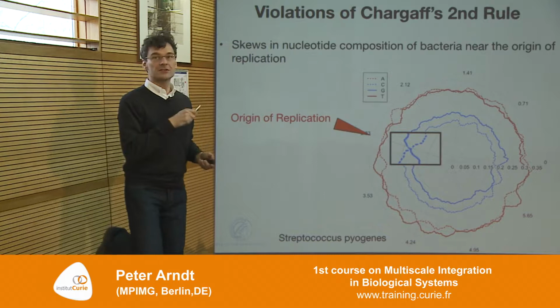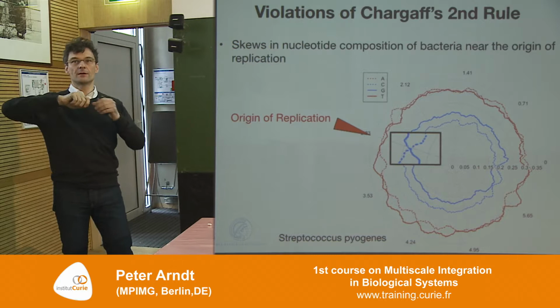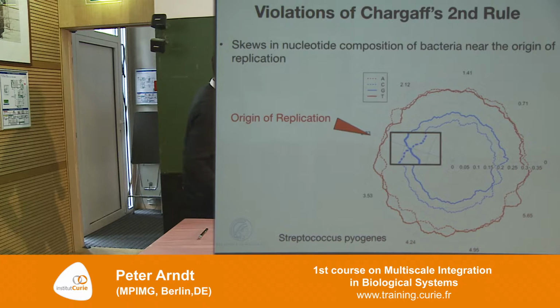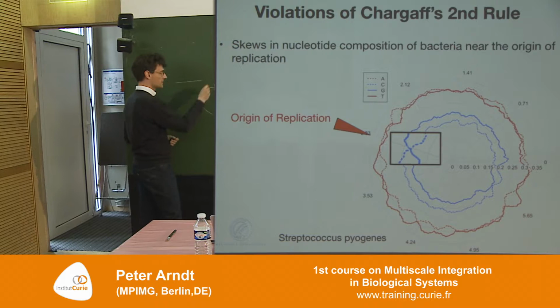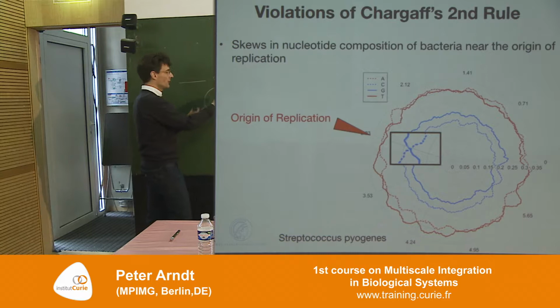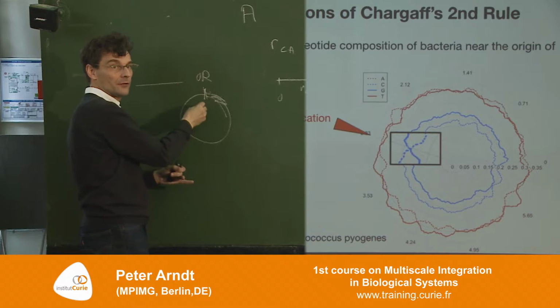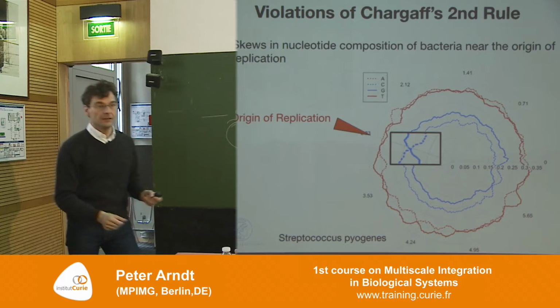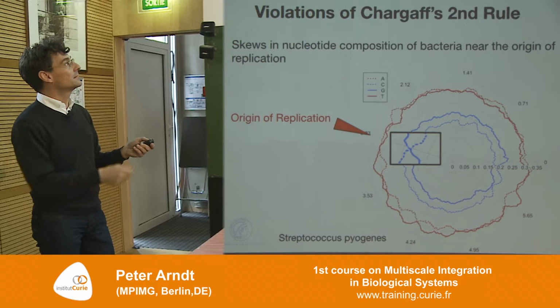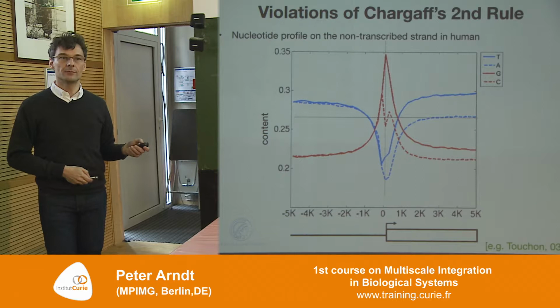The origin of this violation is actually known, and that's because bacterial genomes are replicated from just one origin of replication, and then the two halves, this half and the other one, are actually processed differently. Here you have Okazaki fragments on one strand, and the other is replicated continuously, while it's the other way around if you go in this direction. That introduces a direction into the two strands, and that's why you get violations of Chargaff's second parity rule in bacterial genomes. So there's more mutation in the lagging strand? Yes, exactly, because of these Okazaki fragments.